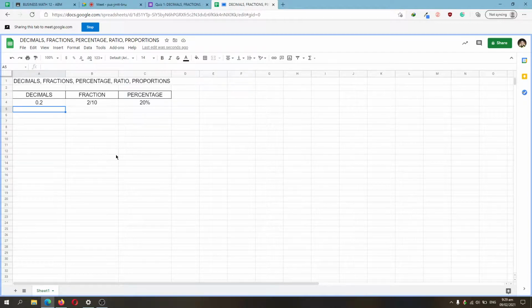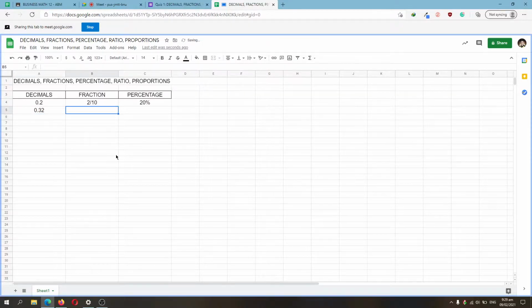Isa pang example, maglalagay tayo ng 0.32. So, since ito ay tinatawag na decimal, gagawin nating percentage, move tayo ng dalawang decimal place going right. So, ibig sabihin, from dito, di ba? 0.32. So, decimal place tayo papuntang right. So, 1. Ayan. Tapos, 2. So, dito mo ilalagay yung percentage. 32%.